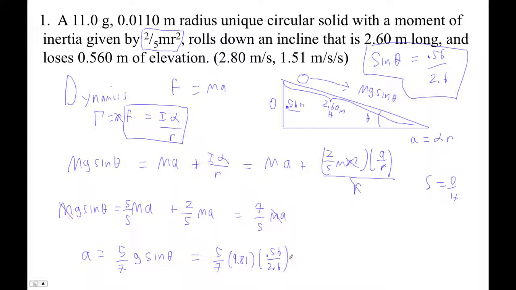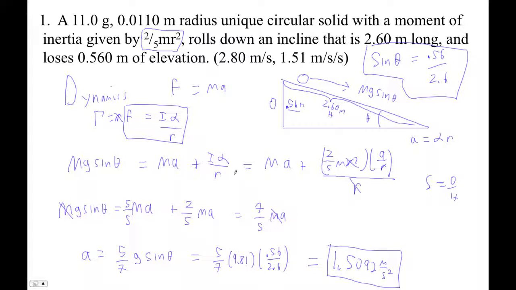There it is. Okay, so what do we got? Let's figure this out. Hopefully we'll get this number after all that. Okay, so 5 divided by 7, how sad would it be, times 9.81 times 0.56 divided by 2.6. Oh, look at that. I get 1.5092 meters per second squared is our acceleration down the plane.